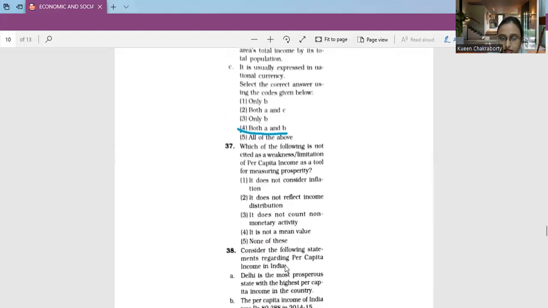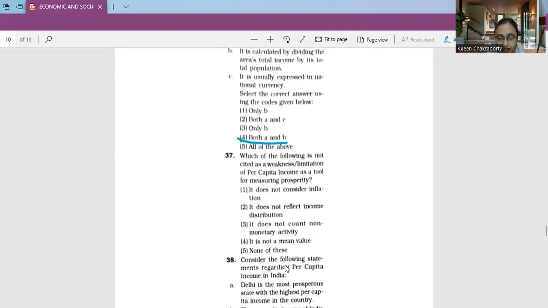Next, moving on to question number 37. Which of the following is not cited as a weakness or limitation of per capita income as a tool for measuring prosperity? So we have 5 options here. It does not consider inflation. It does not reflect income distribution. It does not count non-monetary activity. It is not a mean value. So I will say it is not a mean value.